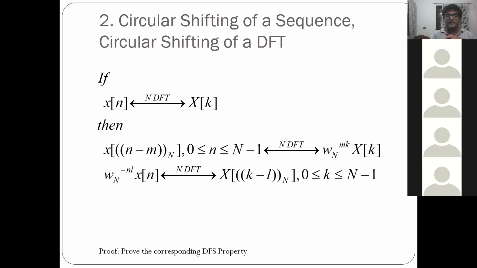Delayed by m samples, so shifted in the right direction. Shift in the positive direction by m samples. So what will be x of (n minus m) modulo N? It will be x of the remainder of (n minus m) divided by N. Which means it is the periodic signal for which one period is x of (n minus m) modulo N, right? Is that understood? Yes. This is a periodic signal for which one period is x of (n minus m) modulo N. So that will have a DFT given by W raised to mk times X of k. So this is what we are going to try to prove.